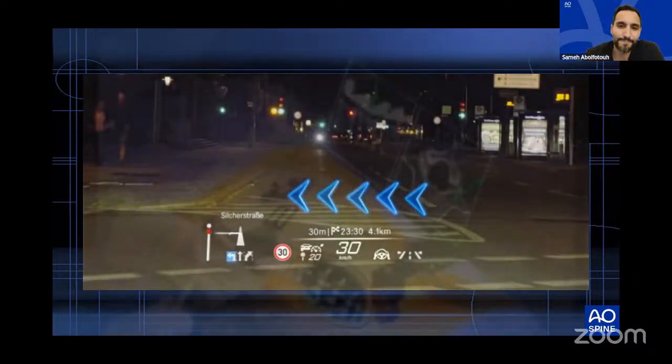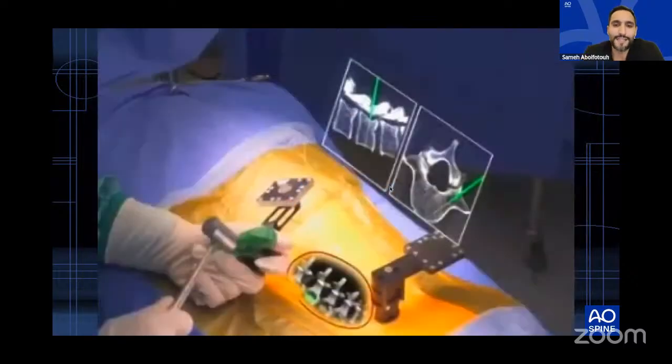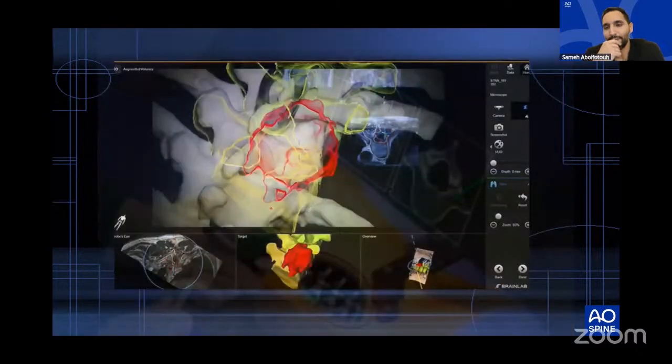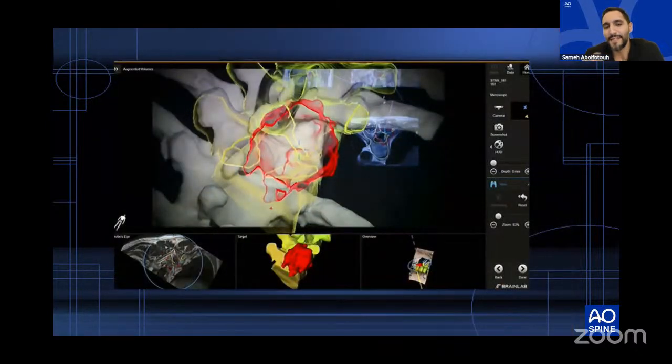augmented reality. But nowadays, we can really see with augmented reality everything that's happening on navigation. You can see it right directly in front of you without the need of looking into those screens. And with the help of some companies like BrainLab, you're actually able to see as well the integration of the MRI in the middle of surgery.